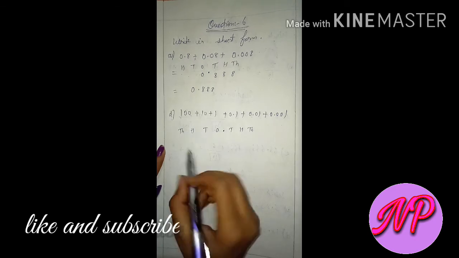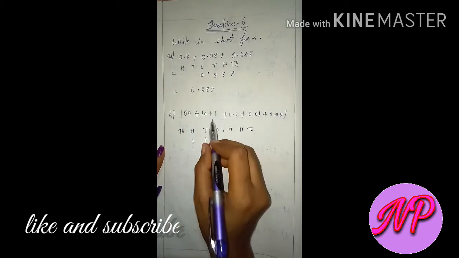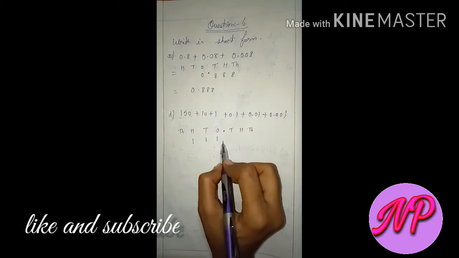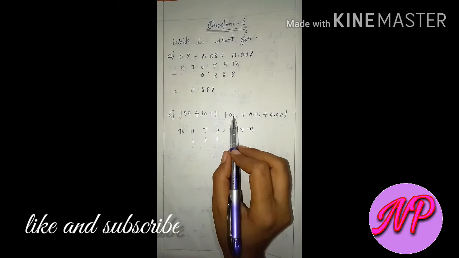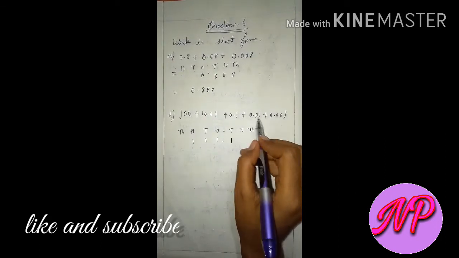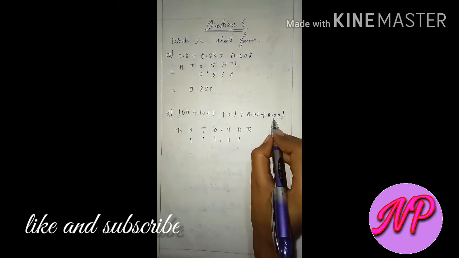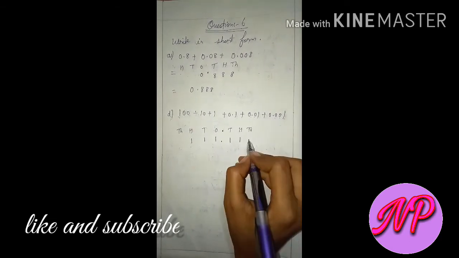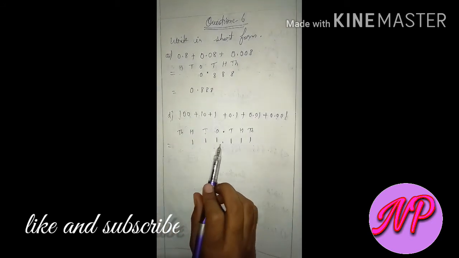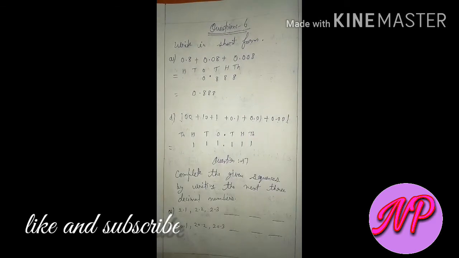On the hundreds place you will write 1. Ones, tens: on the tens place you will write 1. Ones: on the ones digit you will write 1. Now the decimal 0.1 means 1/10, so on the tenths place you will write 1. Tenths, hundredths: you will write 1. Tenths, hundredths, thousandths: you will write 1 here. So the answer is 111.111. Got it? Now question 7.